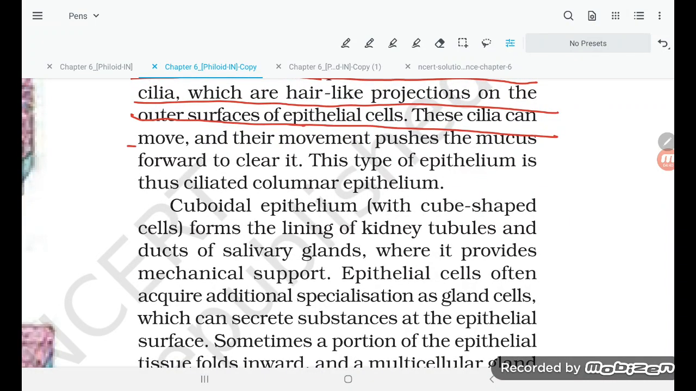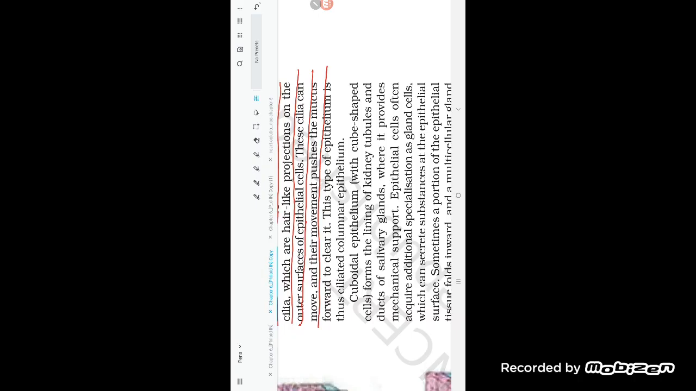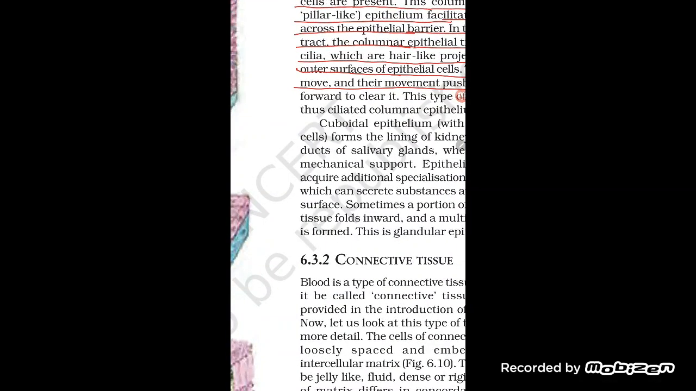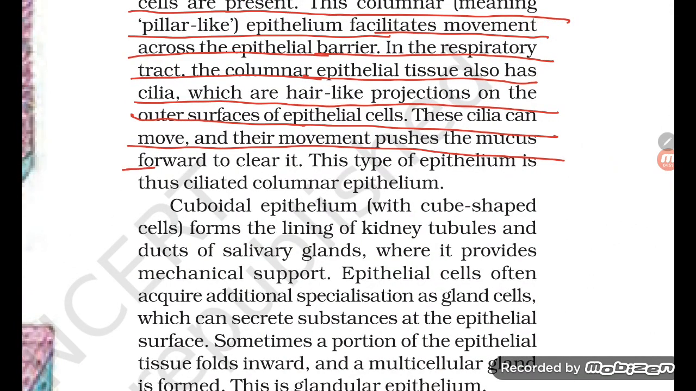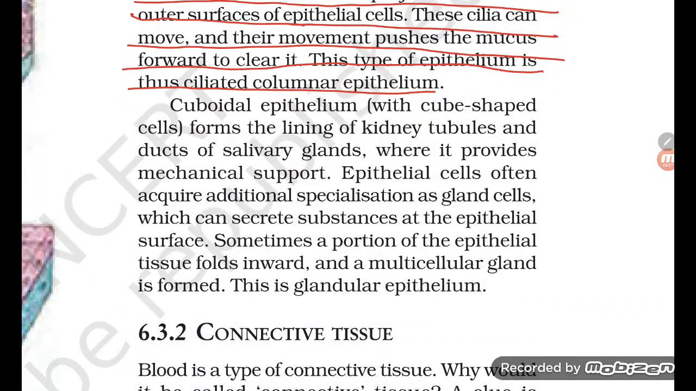These cilia can move, and their movement pushes the mucus forward to clear it. This type of epithelium is the ciliated columnar epithelium.